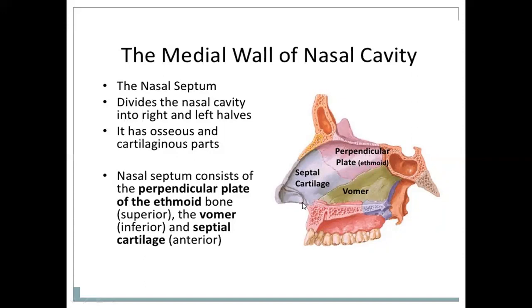This is the septal cartilage. So the medial wall of the nasal cavity divides the nasal cavity into right and left halves, and the septum is formed by the perpendicular plate of the ethmoid bone and the vomer bone. Superiorly is the perpendicular plate of the ethmoid, inferiorly the vomer bone, and anteriorly the septal cartilage.